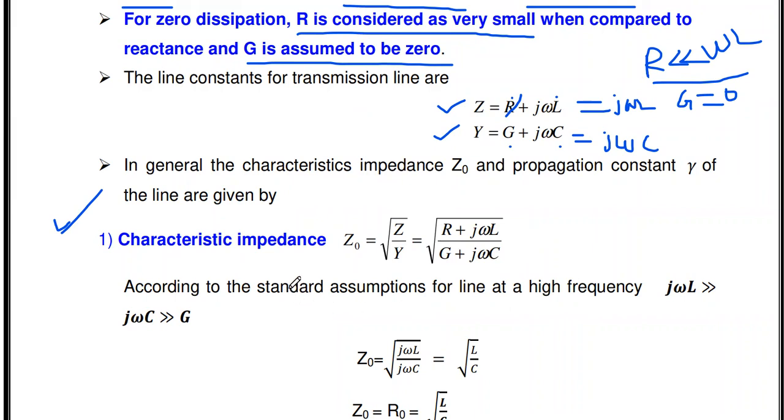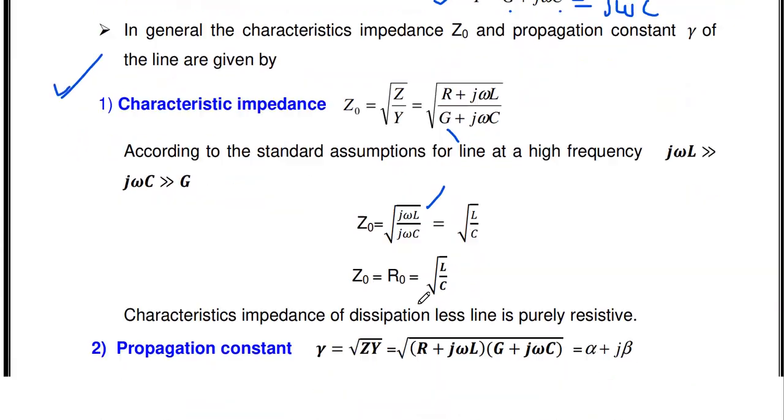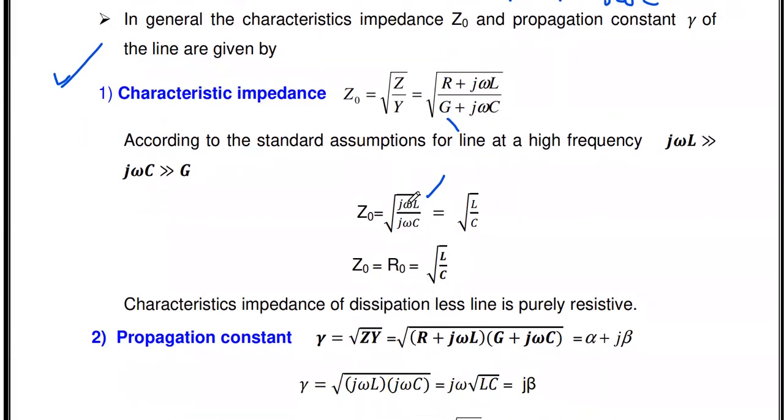So for a zero dissipation line, this R value is very, very small when compared to omega L. So that's why this R plus j omega L is reduced to j omega L, and the G value is 0, so the denominator term is reduced to j omega C. Here the j omega cancels. So finally we get the answer: square root of L by C. You see this formula, so from this, the characteristics impedance is a purely real quantity.